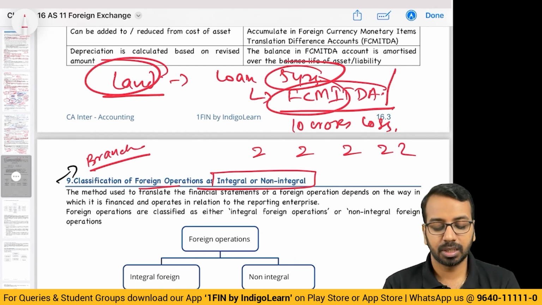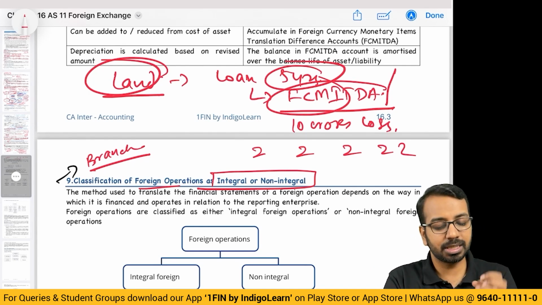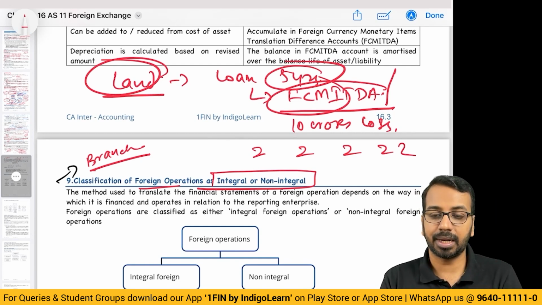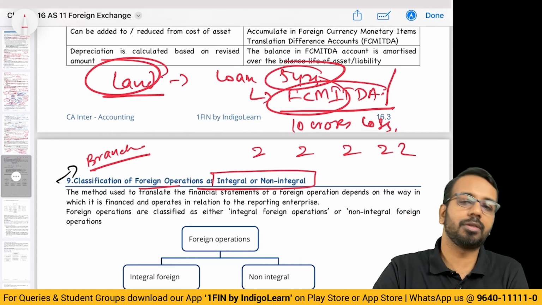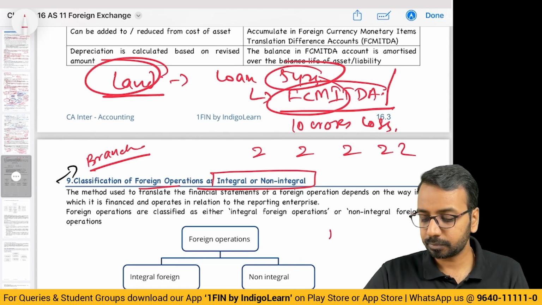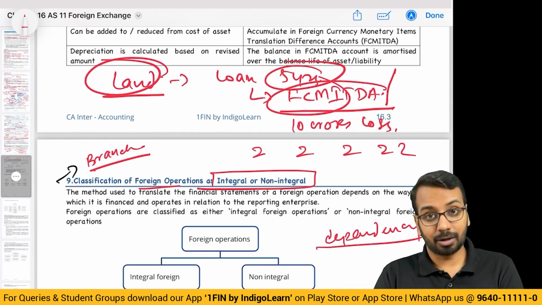Now what is integral? Integral means, think of something like a body, okay, human body. This hand is integral to my body, means it is just an extension of my body, right? So when we say integral, it is something which is fully dependent on the head office. So if there is a lot of dependency, sir, how do we get to know whether it is dependency or not? They purchase goods from head office only.